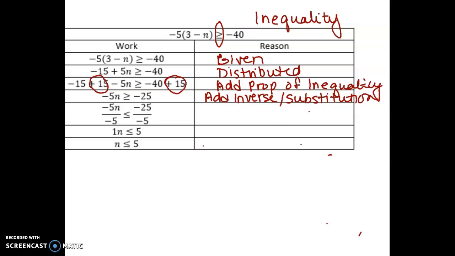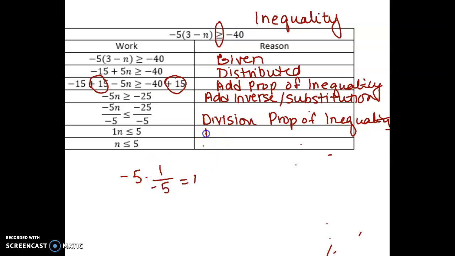Okay. Now we're dividing both sides by negative 5. Notice we switched the sign, so that's the division property of inequality. All right, we end up with 1 because negative 5 times negative 1/5 would be 1. That's the multiplicative inverse property. All right, and substitution because negative 25 divided by negative 5 is 5.